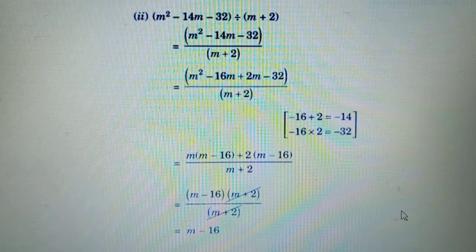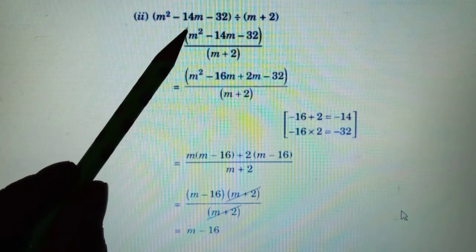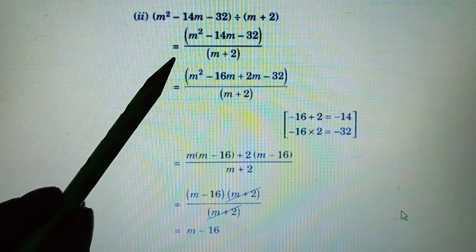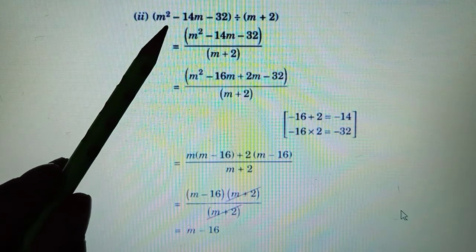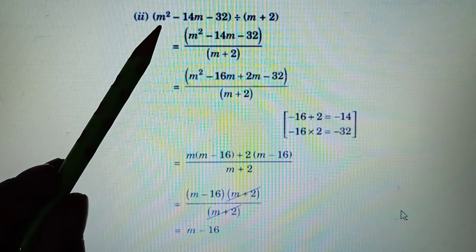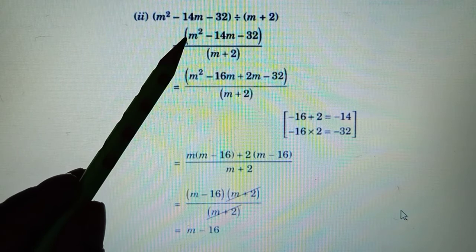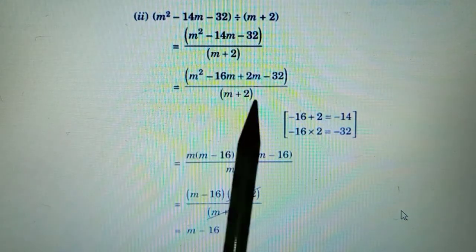I've taken second part of fifth one, which is m square minus 14m minus 32 to be divided by (m + 2). Now directly you see nothing is getting cancelled, but this is quadratic, so its linear factors can be made. We know how to do that. Factorizing we've studied. So we will factorize this numerator, which is m square minus 14m minus 32, by splitting the middle term.